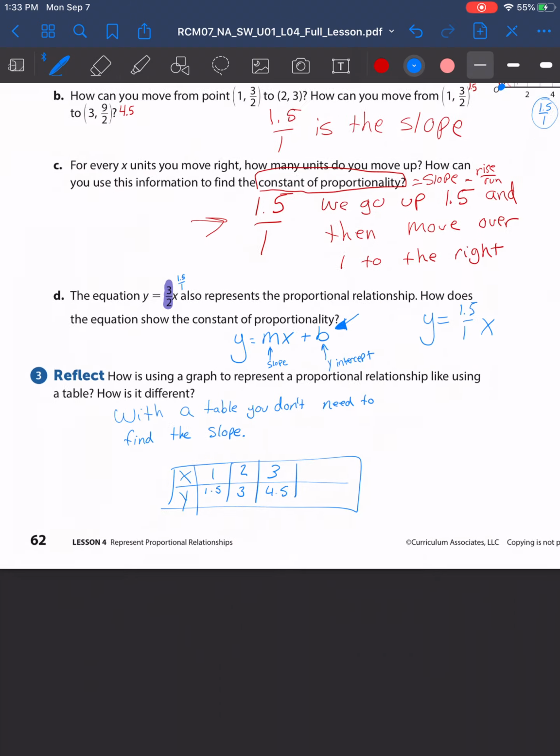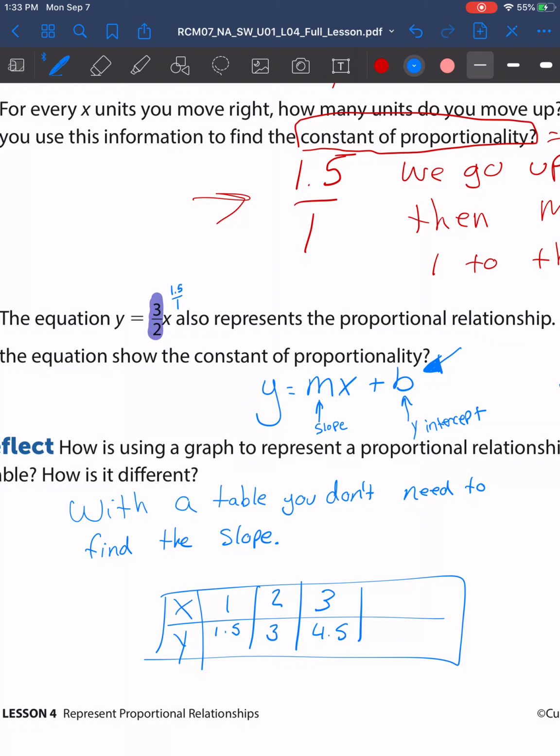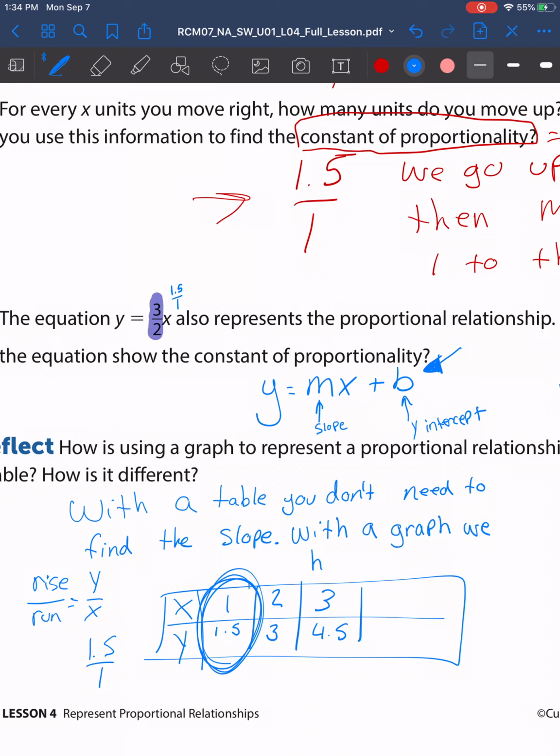Okay, if I had a graph like this, or a chart, or a table, I don't have to find the slope. The slope is already there for me. Slope is rise over run, which is the same thing as my y's over my x's. What's my y over my x? 1.5 over 1. So if they give you a table, you don't have to go find the slope. It's already there. However, with a graph, we have to find the slope.